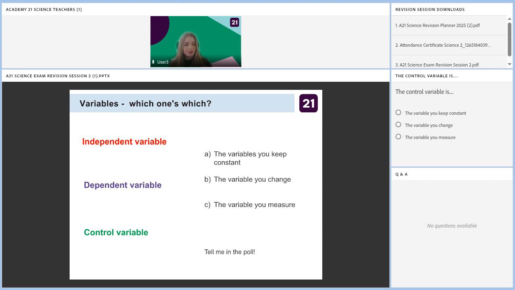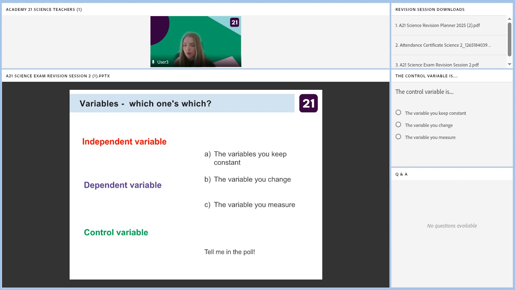Okay, so for example, going back to my experiment with the types of shoes, if I was going to run in different types of shoes, control variables might be things like the weather, maybe the type of breakfast I've had, even the runner who's actually running in the different types of shoes. So things that we need to keep the same in order to have a valid comparison.